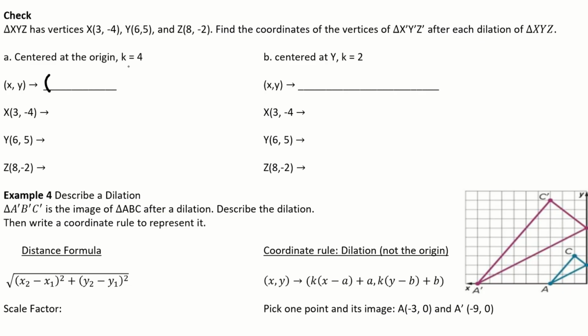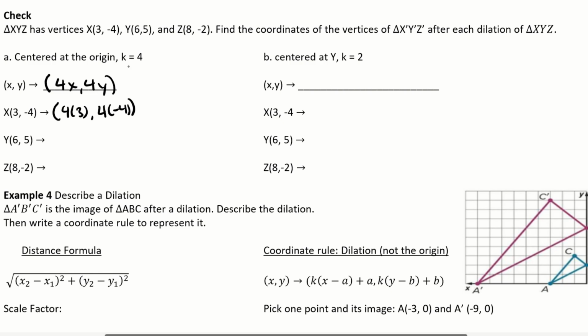Remember the formula is (kx, ky), so it's going to be (4x, 4y). Very simple for the origin. Now you're going to plug in. We get 4 times 3, and 4 times negative 4. Oh, I'm sorry, not negative 4, positive 4.